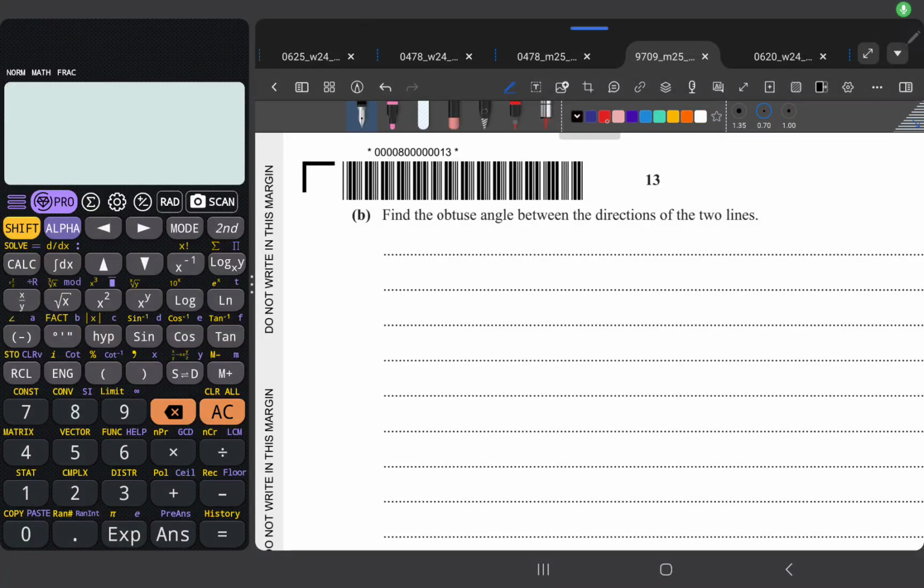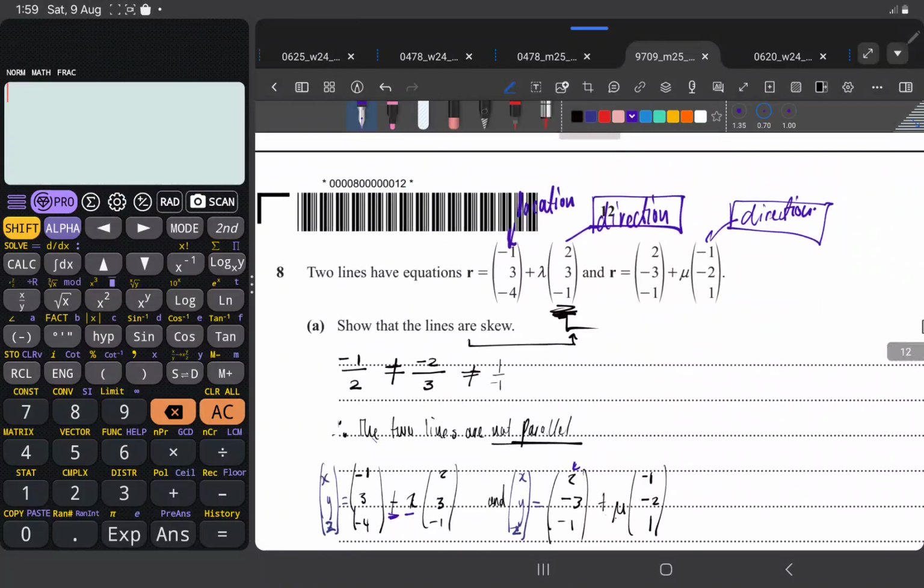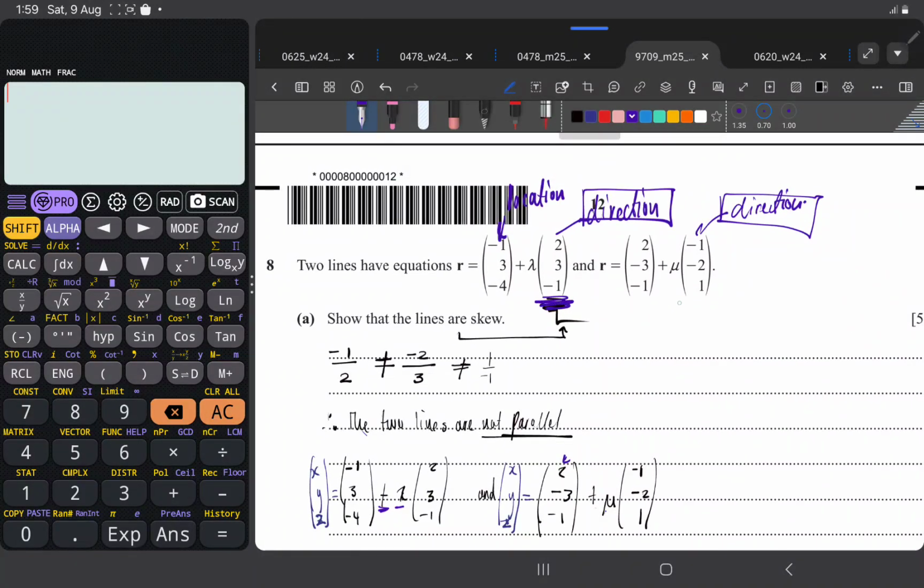Now let's answer this second easy question and let's see how it goes. Find the obtuse angle between the directions of the two lines. You see, between the what? Directions. Now, what is the direction? Where is the direction? It is this second part.